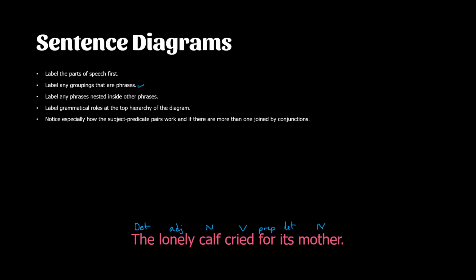Next step is to look for phrases. So if you see a determiner, you need to look for the noun it's attached to. In this case, the is attached to calf. There's nothing after calf except a verb, so that means that this noun is the head noun. This adjective describes this noun. So basically, we can group this together. And this will be called a noun phrase.